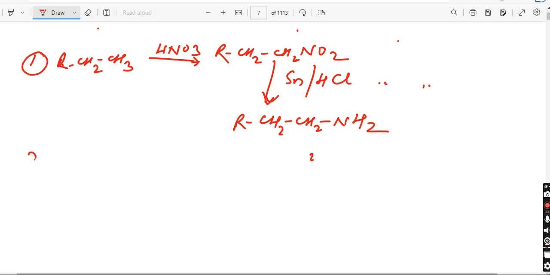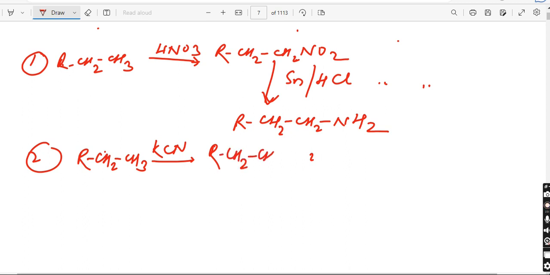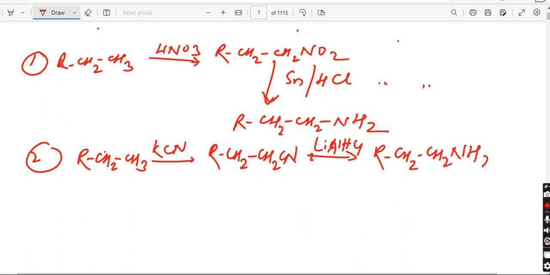Okay. Second, we know that this is RCH2CH3, an alkane. When we react this with KCN, this will form RCH2CH2CN, right? And when we reduce this with LiAlH4, then this will be converted to RCH2CH2NH2.